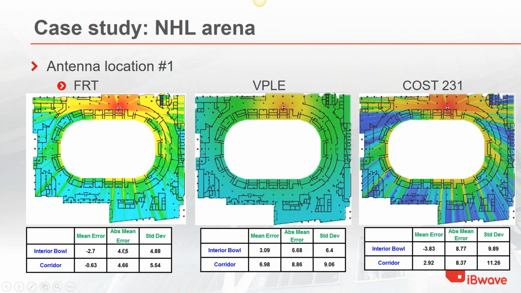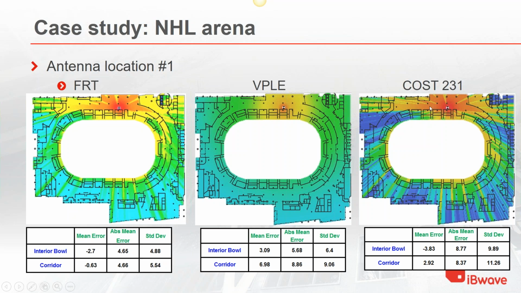FRT is very accurate. I mean, very accurate, as we would expect, between 4 and 5 dB for absolute mean error in both the interior bowl, which is right around this edge, and in a corridor, which is around here. VPLE is not doing that well in a corridor, which is here, and has decent accuracy on the interior, considering how simple this is. Now, COST 231 is, I would say, about 4 dB worse than FRT in absolute mean error, and standard deviation is about 5 dB worse, maybe even 6.